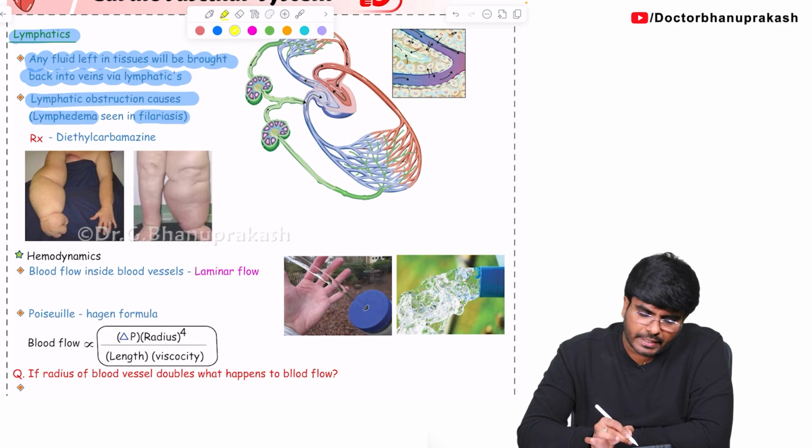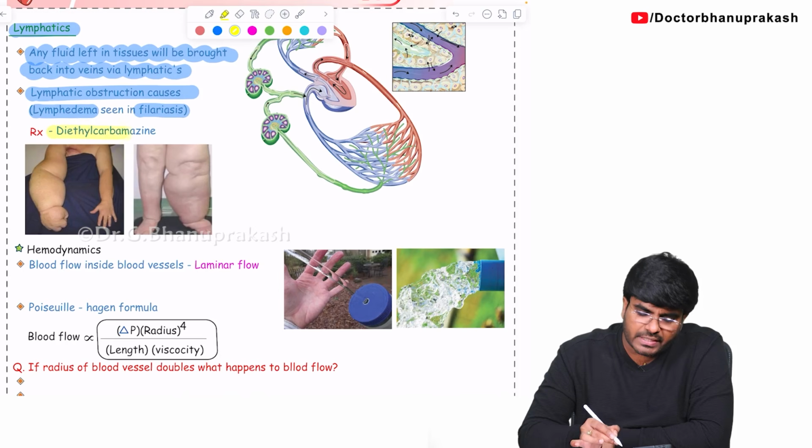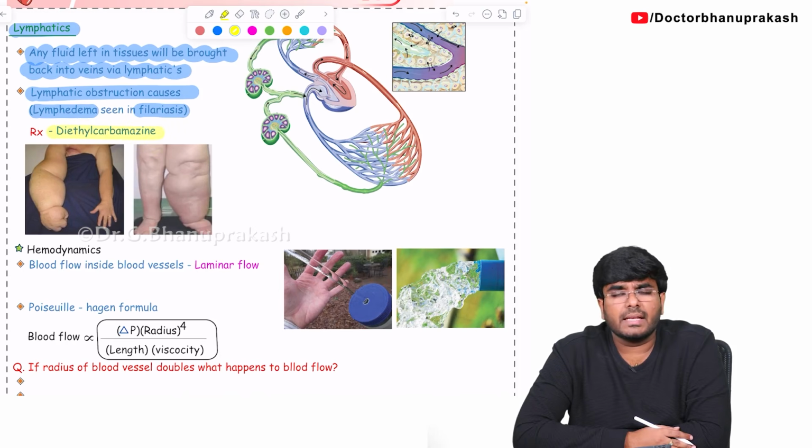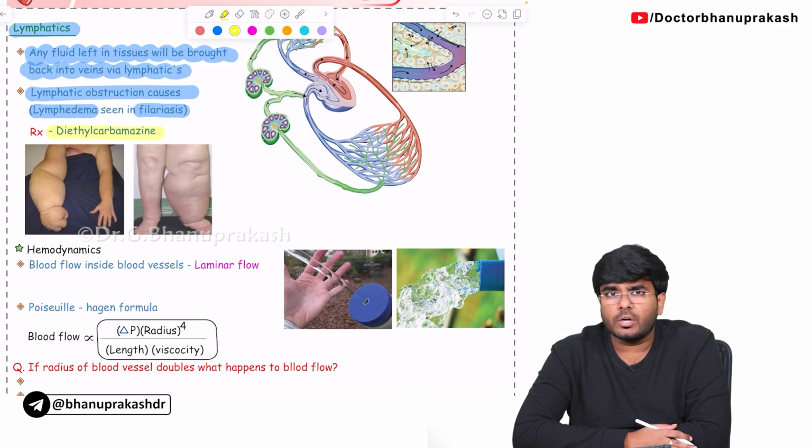But let's come back. What is the treatment for this condition? The treatment for this condition is diethylcarbamazine. Diethylcarbamazine is the treatment that is used for filariasis. Is it curable? No, 100% cure is not possible.